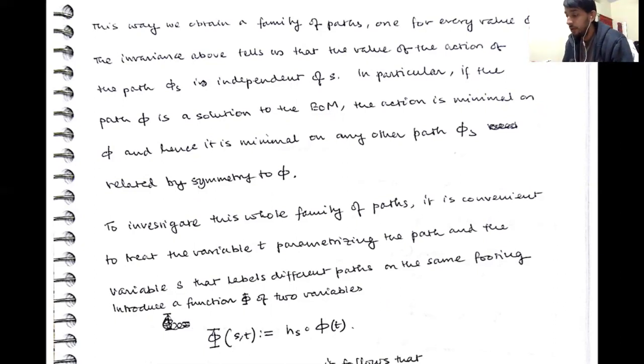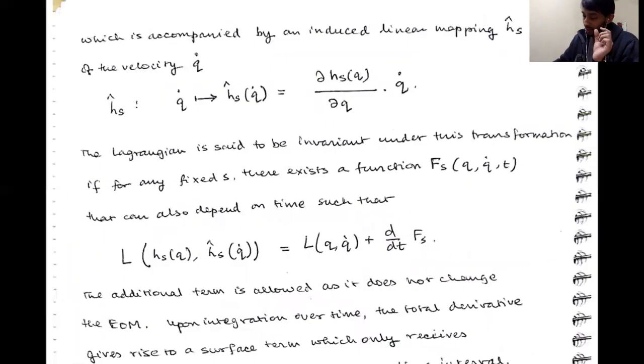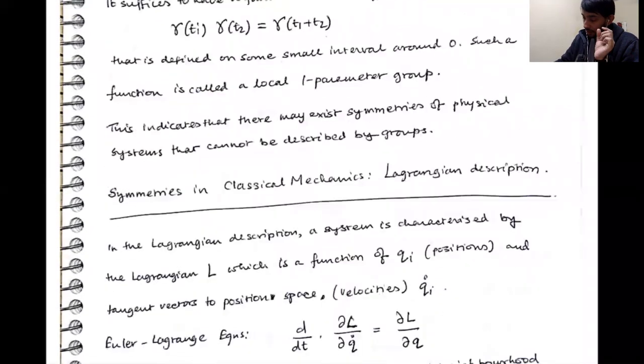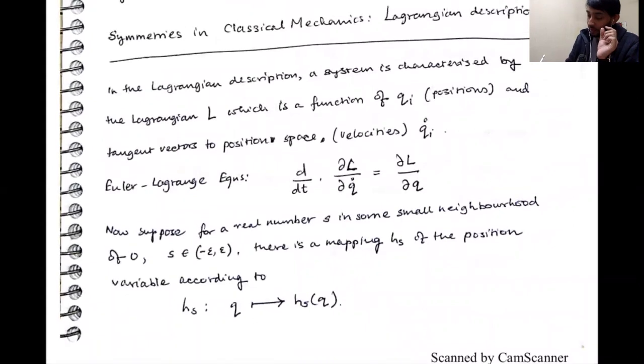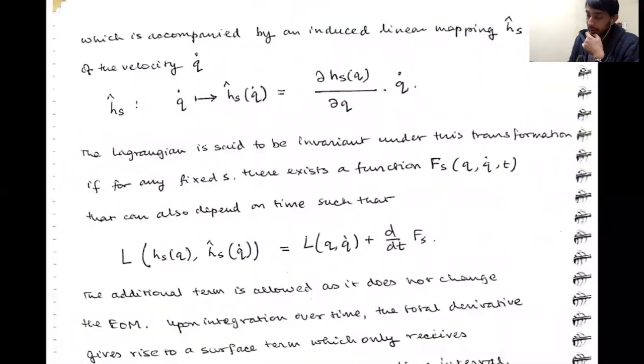All right. So what are we doing? Let's just remind ourselves that you have some s which takes values in a small neighborhood around 0, and you have a mapping which maps q to h_s of q, and similarly so, that is the symmetry, that's the transformation.